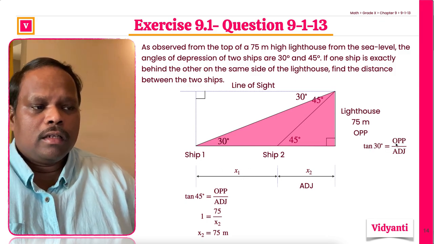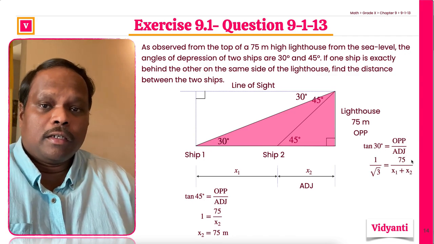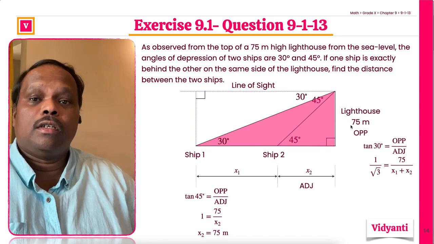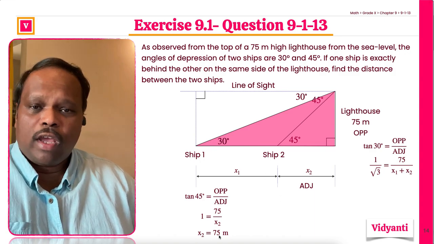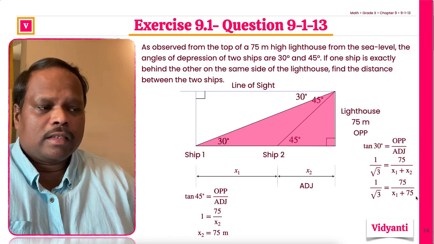So let us write again a generic equation. Tan of 30 degrees is opposite over adjacent. Tan 30 degrees is 1 over root 3. Opposite is still 75, the height of the lighthouse. And adjacent is the complete distance, x1 plus x2. Remember, x2 we have already calculated from previous analysis. So let us replace that as 75.